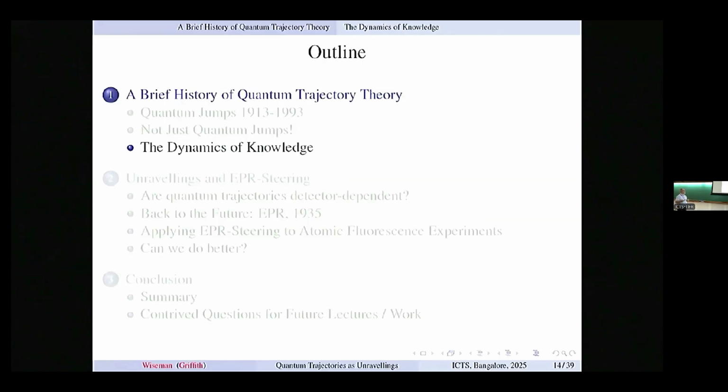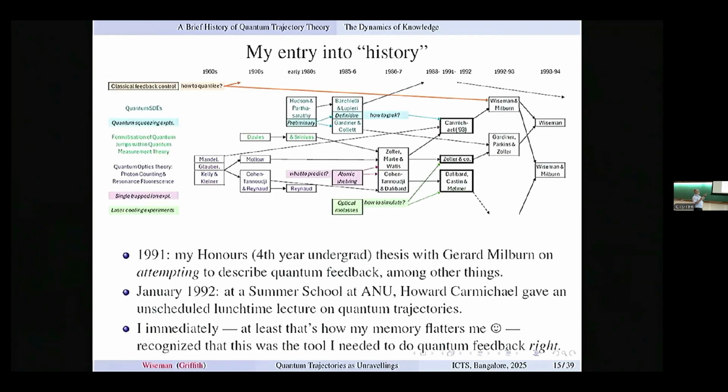Okay, I think we're getting close to something, aren't we? But not quite. So far I haven't said why I am giving this talk. Why am I giving a historical perspective? Well, because I'd say I am a small part in this history. I'm not in the first generation, if you like, of people who worked on these quantum jump theories, but I was not long after.